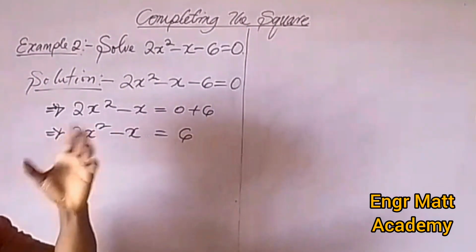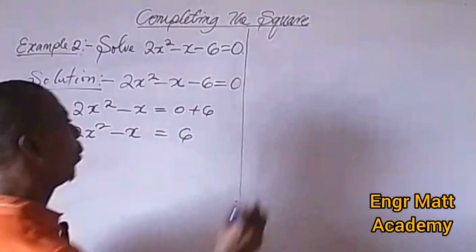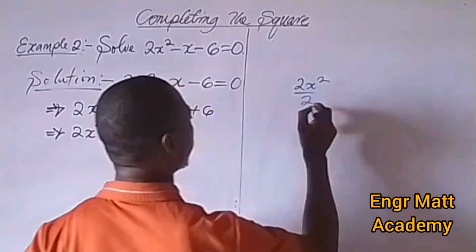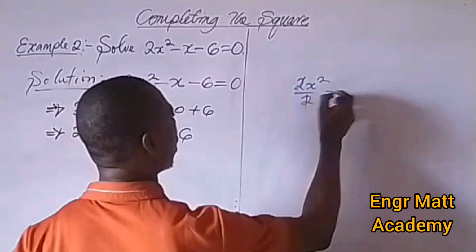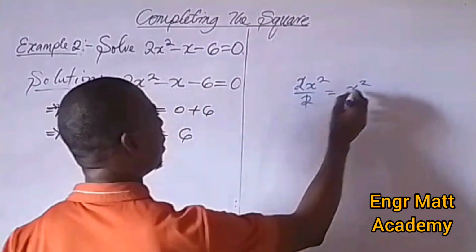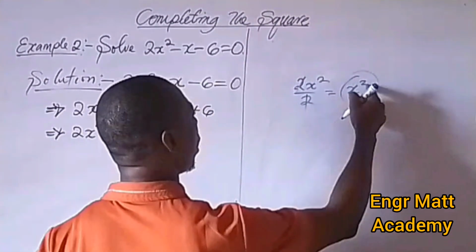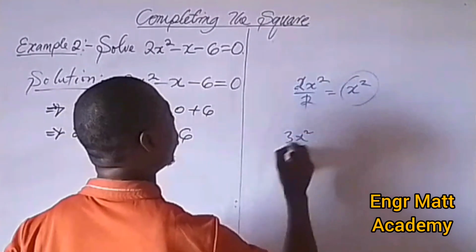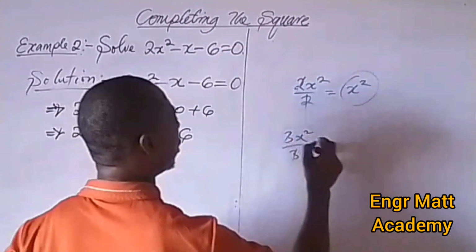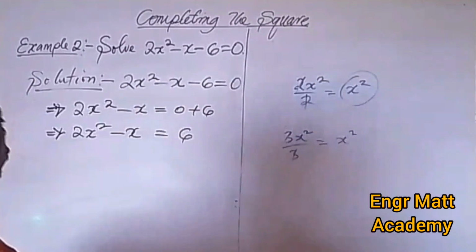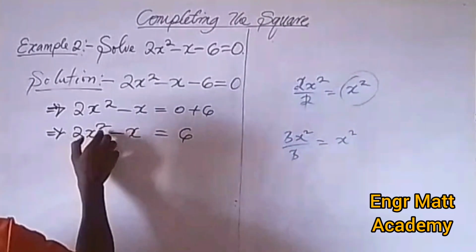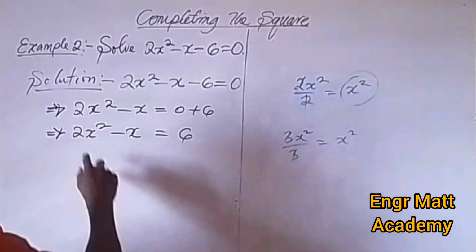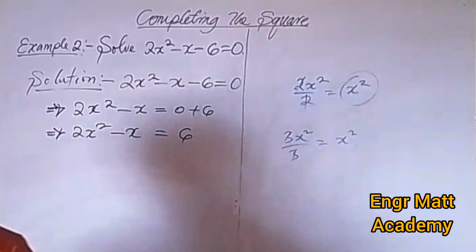How do we do that? Very simple. If we have 2x squared, we divide it by 2. 2 we cancel 2, then we have x squared. In this case, the coefficient of x squared is 1. If you have 3x squared, divide with 3 and it becomes x squared. So to reduce 2x squared to x squared, where the coefficient will be 1, we divide all terms by 2.